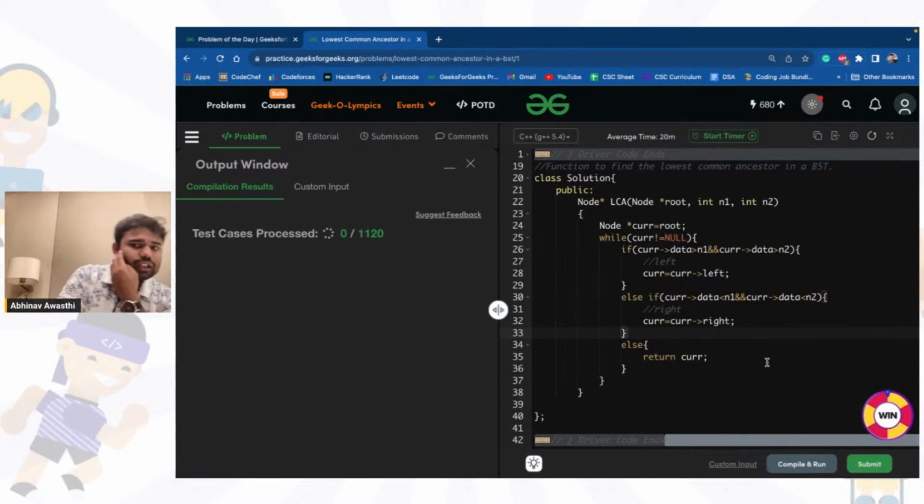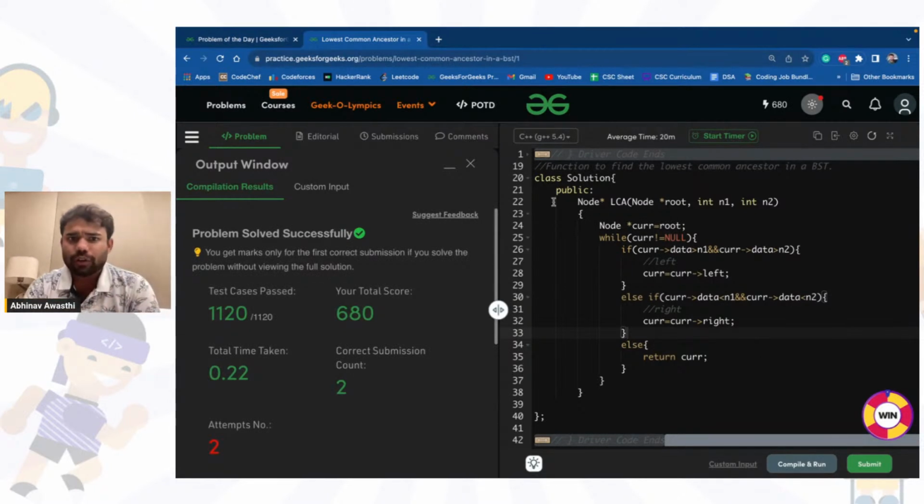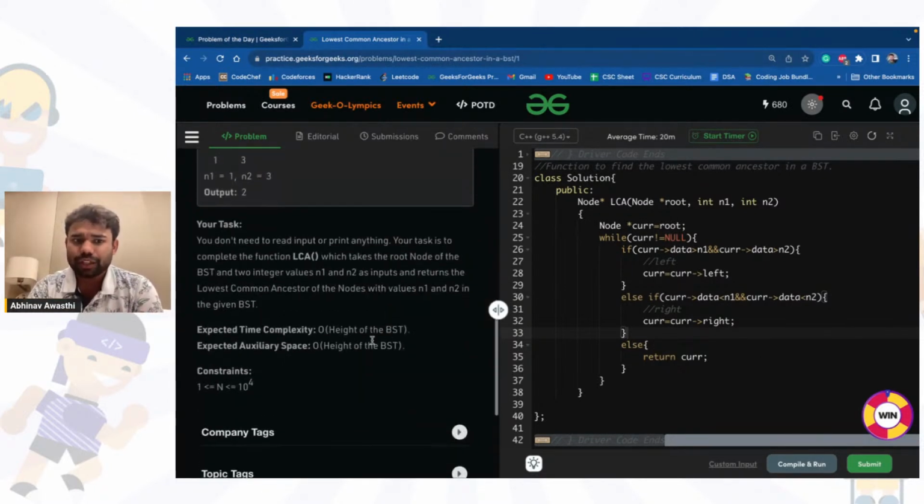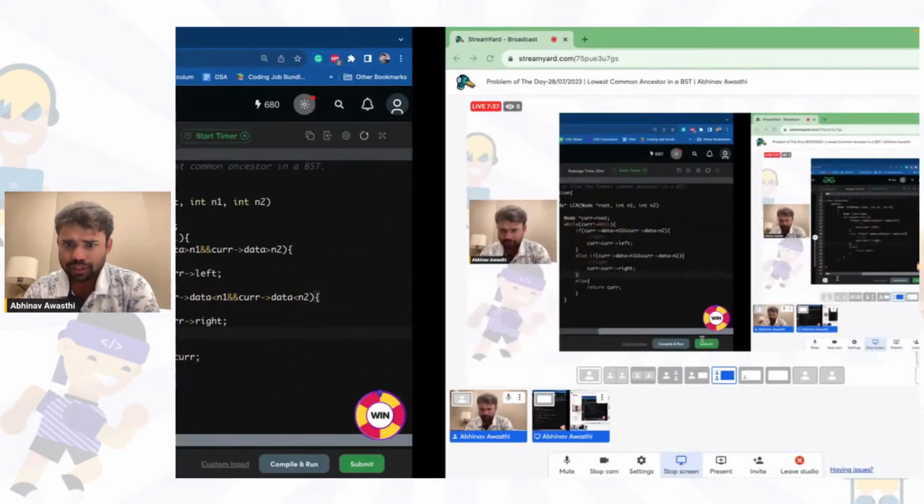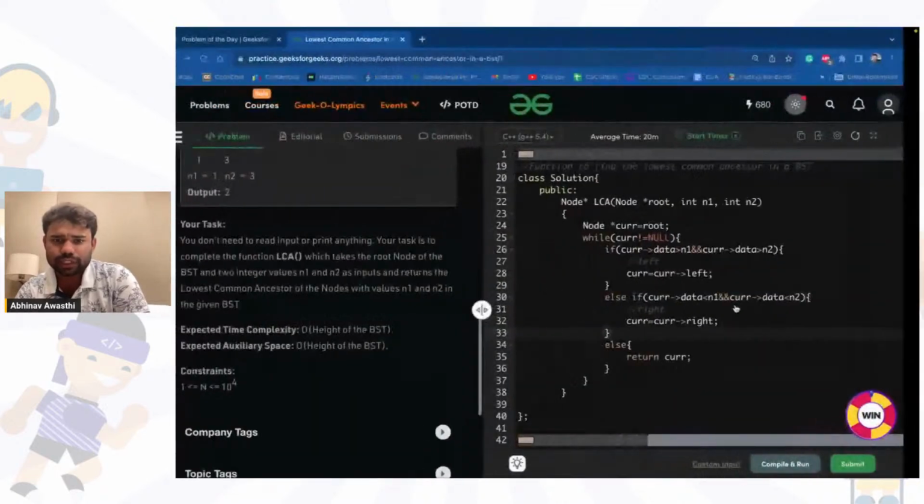Okay. So the time complexity is log of n only, because we are simply going along the height of the BST, or we can say log of n, where n is the number of nodes. And in this case, there is no space complexity. We are not using a recursive solution. It's a simple iterative solution we are doing. Right? Is this question clear to everyone?